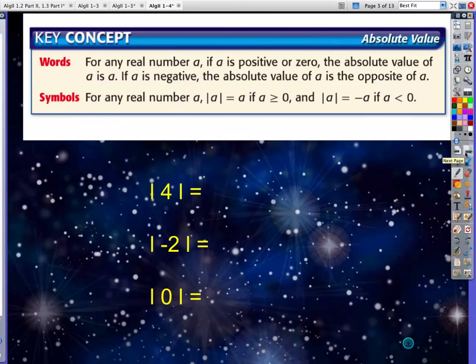Okay, a book definition right there for any real number A. If A is positive or 0, the absolute value of A is A. Meaning, what does that mean for you? Here's the absolute value of 4. Well, it comes out just to be 4. If A is negative, like right here we have a negative 2, then the absolute value of A is the opposite of A. And most of you know the absolute value of negative 2 comes out to be 2. The distance of negative 2 away from 0 on a number line is 2 units away, hence the 2. And of course 0 is just going to be 0.